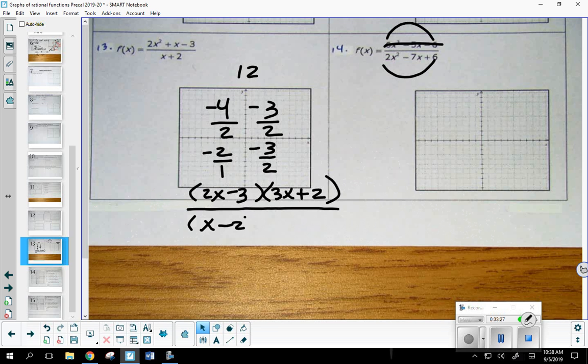X minus 2, negative 3/2, 2x minus 3. There you go. And you see how it went faster? Once you know the steps and you know what exactly you're doing, it only takes seconds to factor a trinomial. Now, I'm always going to promote that method.